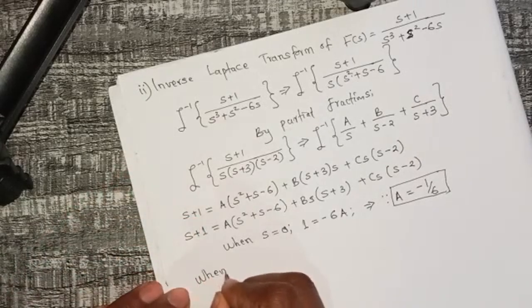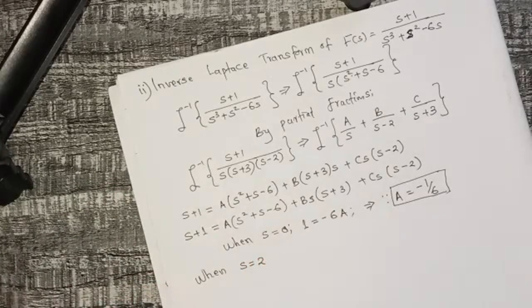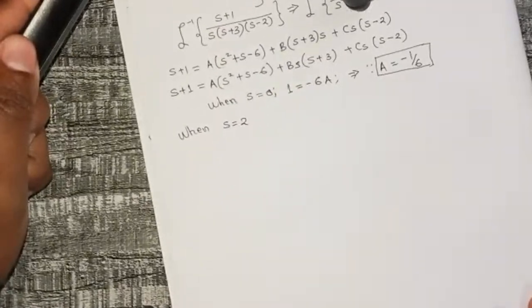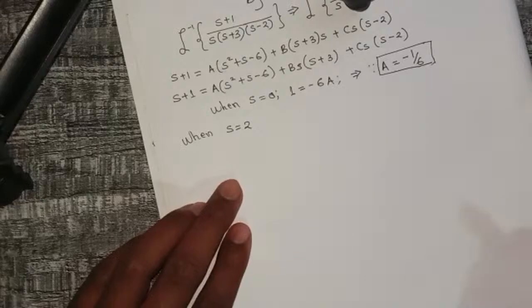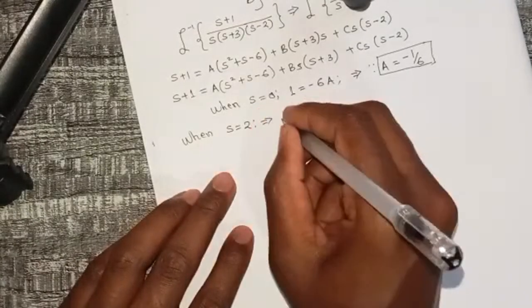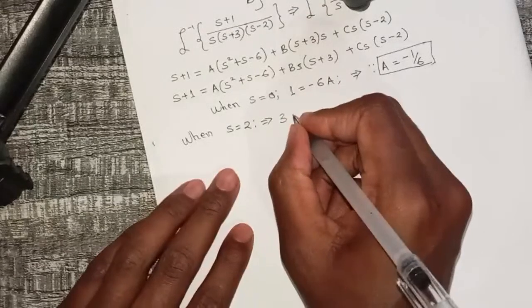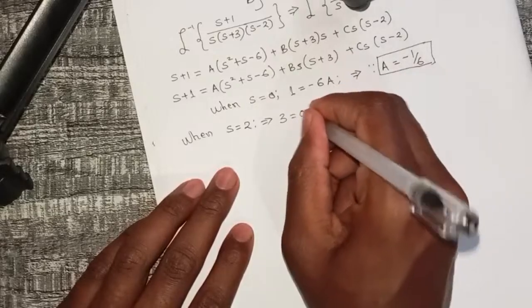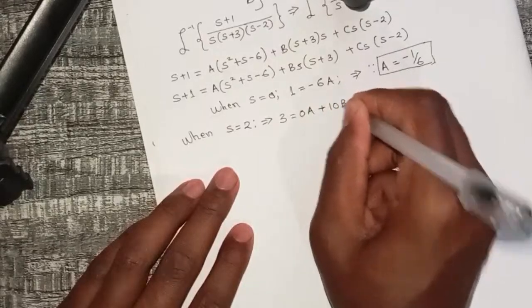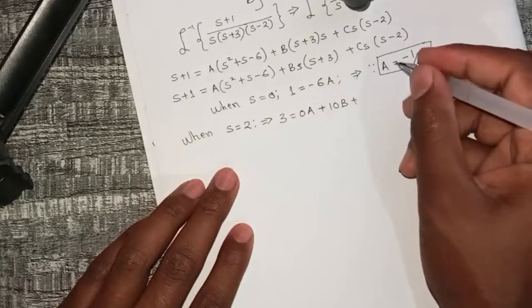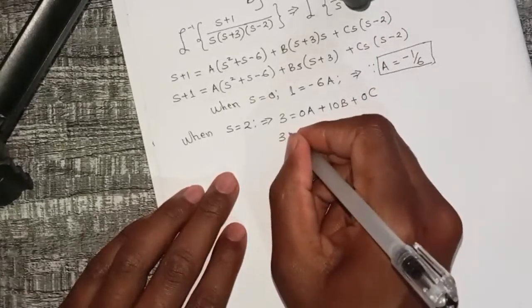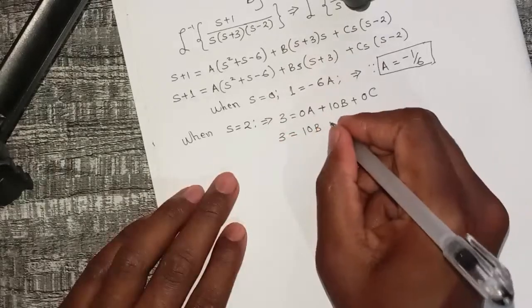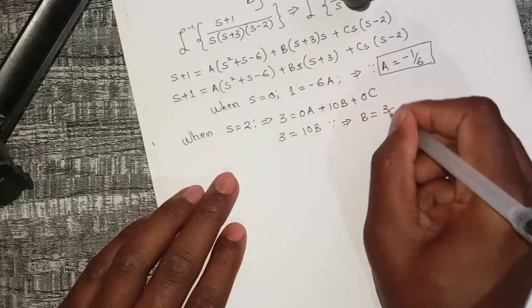And again, when s equals 2, we have 3 being equal to 0 of a plus 10b plus 0 of c, and therefore 3 is equivalent to 10b, which implies that b is equal to 3 over 10.